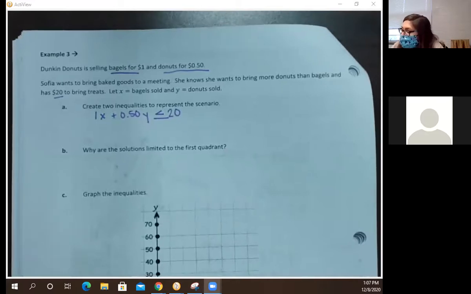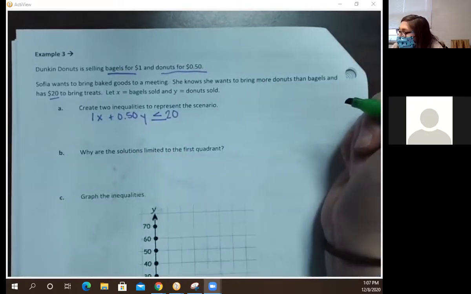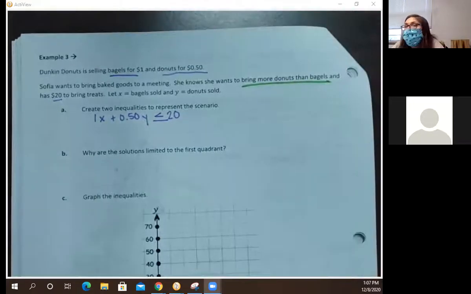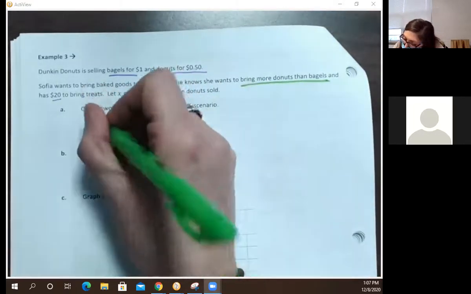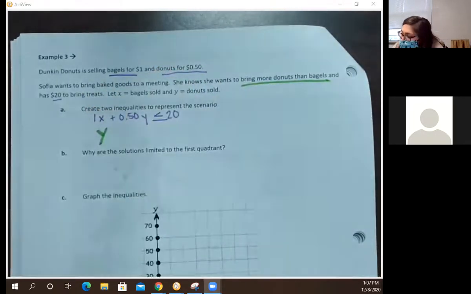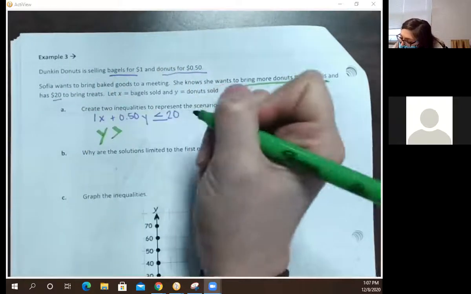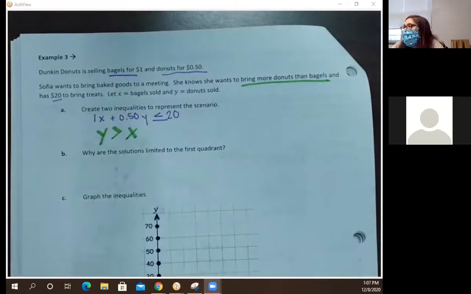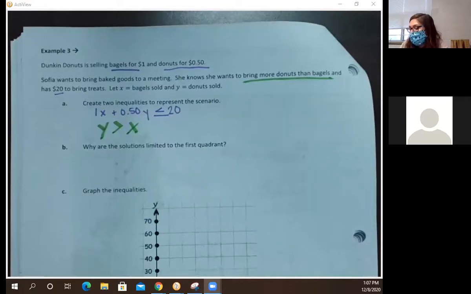And the other piece of information we have sort of relates the donuts and bagels to each other. So she wants to bring more donuts than bagels. So that means I want however many donuts I buy and bring to this meeting to be greater than however many bagels I buy and bring to this meeting. So there's my system of inequalities.